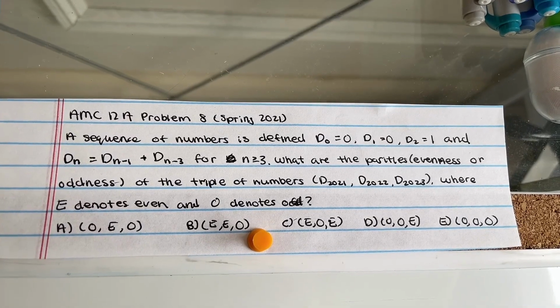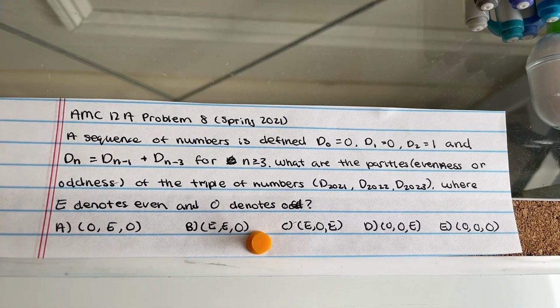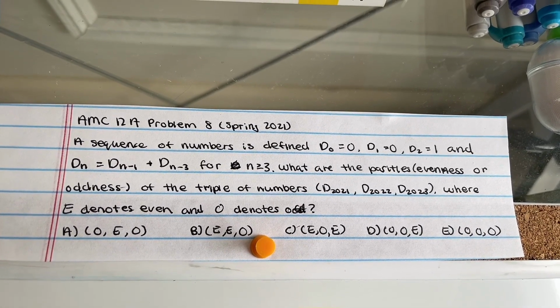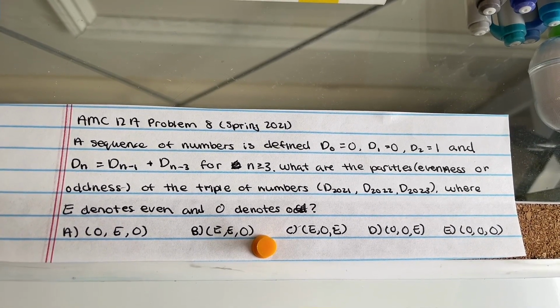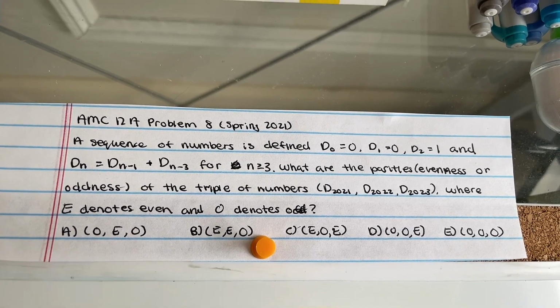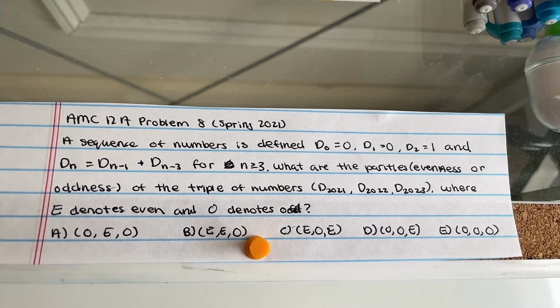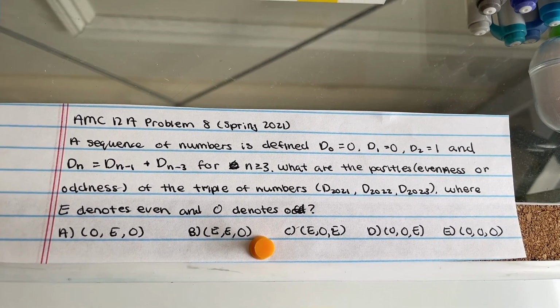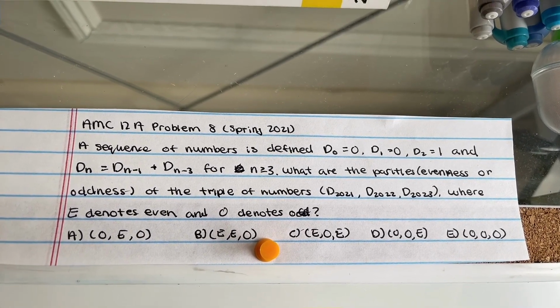This is AMC 12A Problem 8 from spring of 2021. A sequence of numbers is defined: d0 equals 0, d1 equals 0, d2 equals 1, and dn is equal to d(n-1) plus d(n-3) for n greater than or equal to 3. It is asking what the parities, which is the evenness or oddness, of the triple of numbers d2021, d2022, and d2023 are, where e denotes even and o denotes odd.